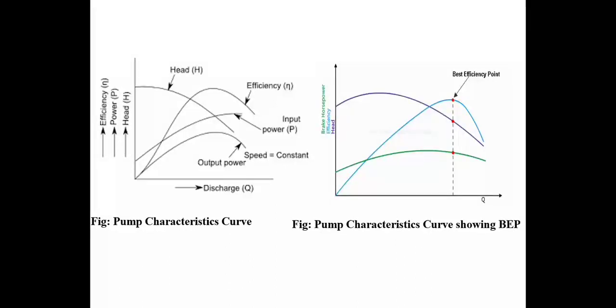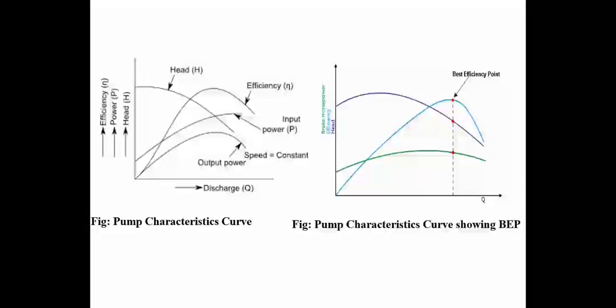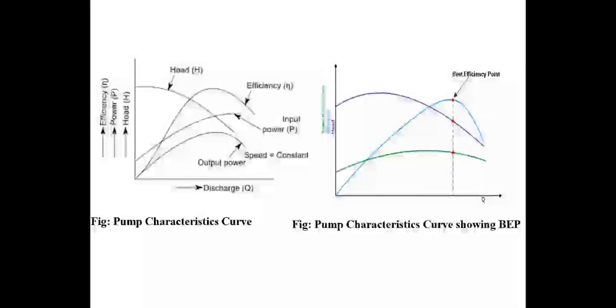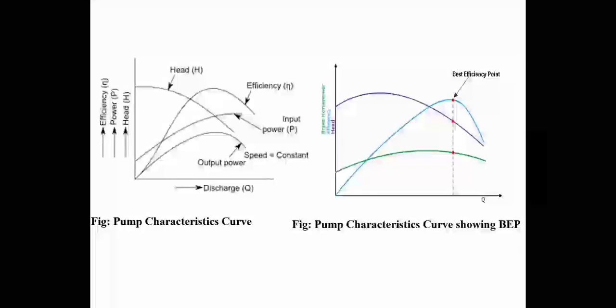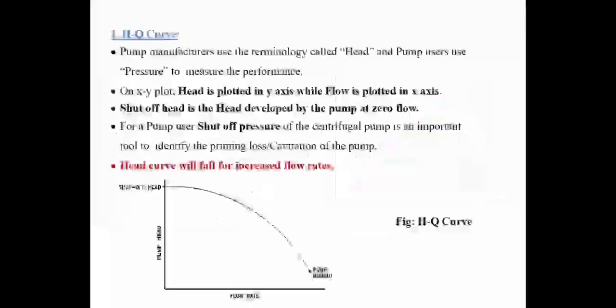Now power, this is the power curve. As the discharge is increasing, the power will be increasing. Now efficiency, this is the efficiency curve. As the discharge is increasing, the efficiency will be increasing, and after a particular point, it will start decreasing. That particular point of maximum efficiency is known as the best efficiency point, or BEP. So here in this figure you can see the BEP. Okay, so that was a compilation of all the four curves.